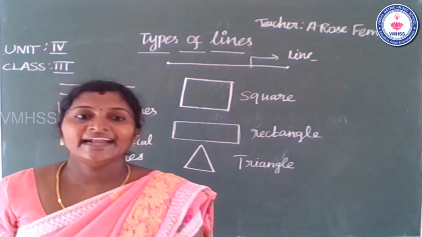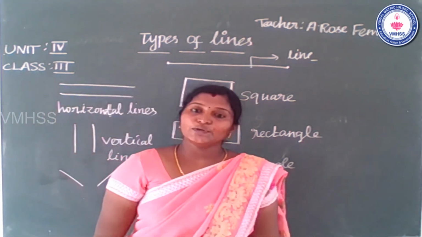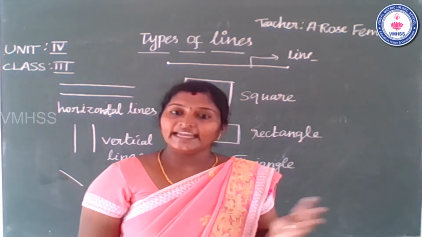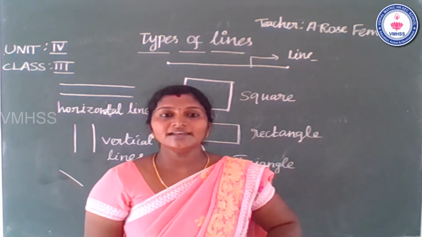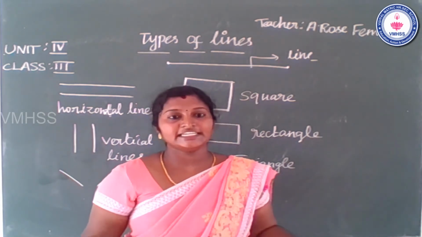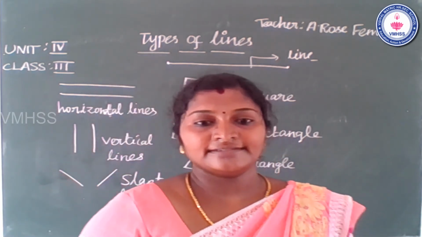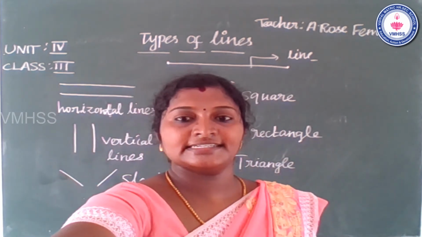So third one, diagonal lines. Diagonal lines are lines that strike in any direction except vertical or horizontal. Okay, do you understand? Okay, see the next slide.